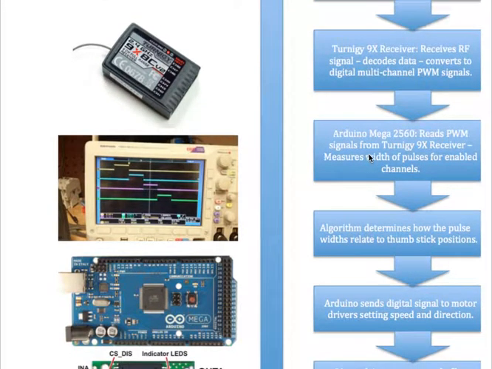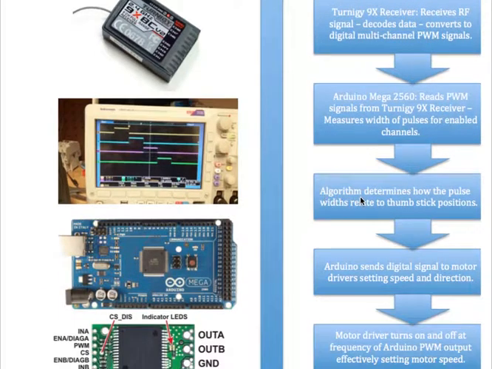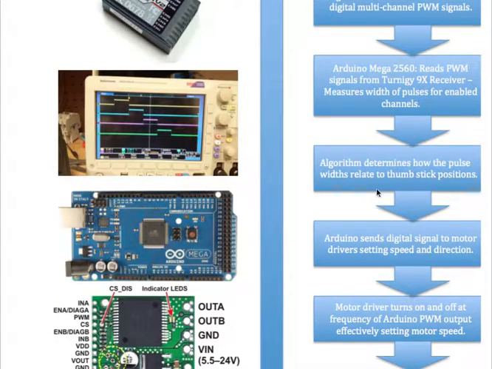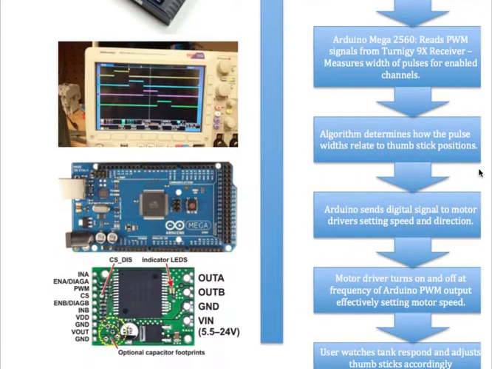In the normal routine, we just measured the width of that pulse, and then we go back to determining how this pulse width relates to thumbstick positions. As I mentioned earlier, all the way forward is 2,000 microseconds, all the way back is 1,000 microseconds. So we write an algorithm for the controller to take over that mathematical operation to let us know what those thumbstick positions are for each of the 4 channels associated to the thumbsticks.